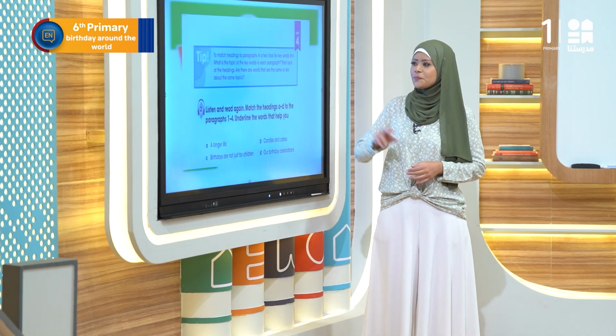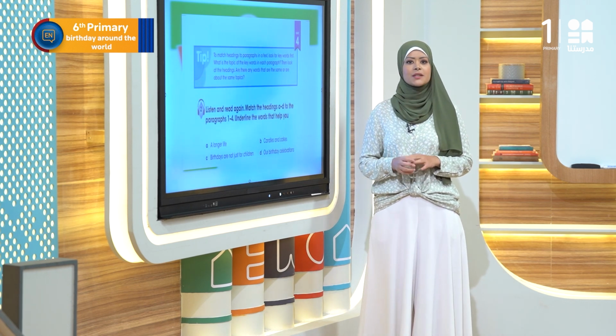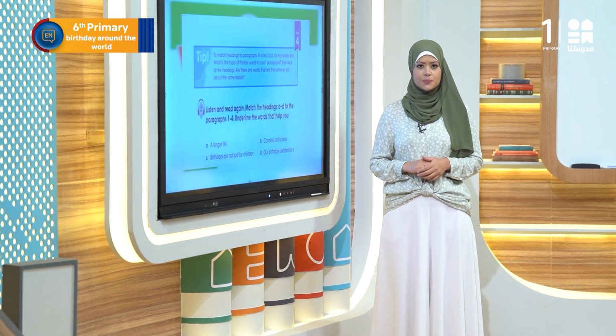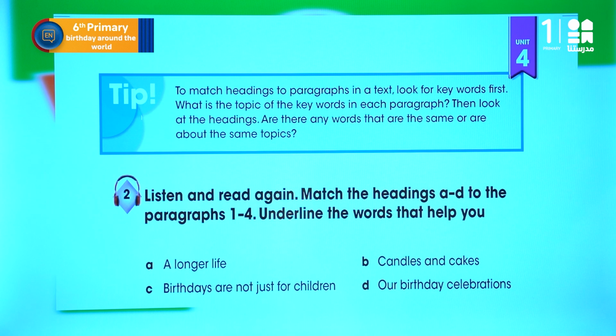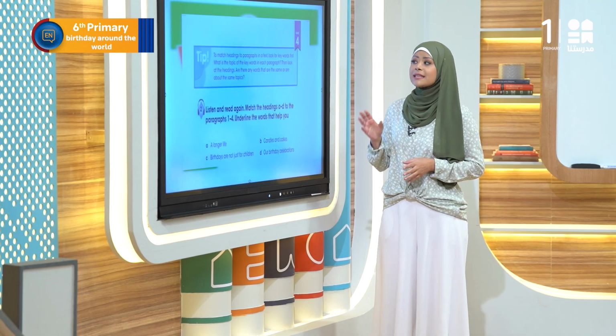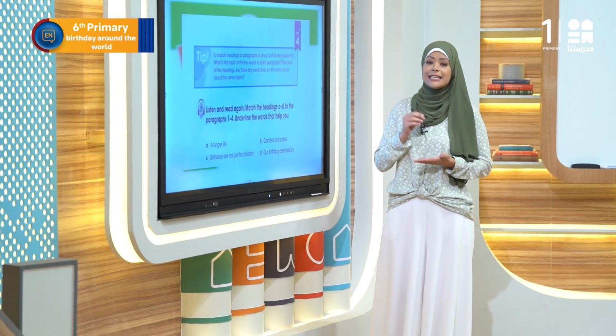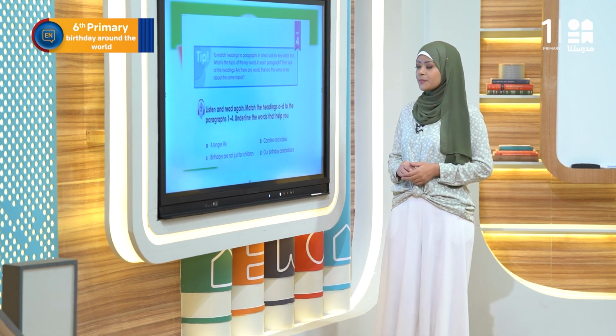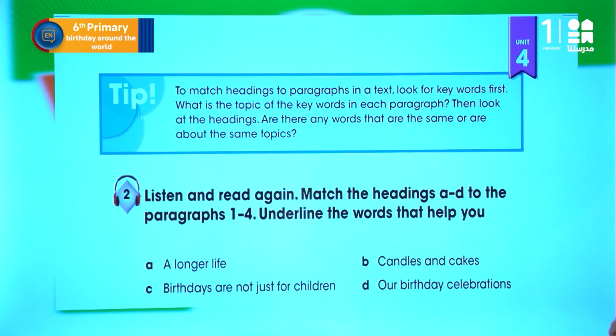Now, I need you to move to exercise 2. First, let's read the tip box together. To match headings to paragraphs in a text, look for keywords first. What is the topic of the keywords in each paragraph? Then look at the headings. Are there any words that are the same or are about the same topics?